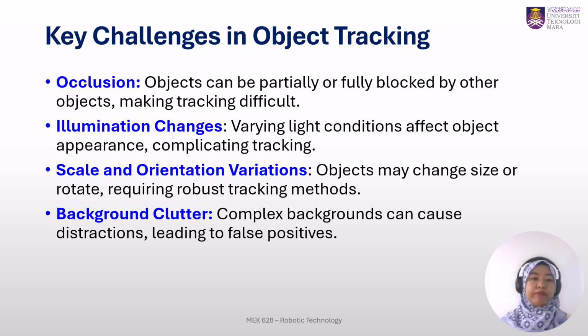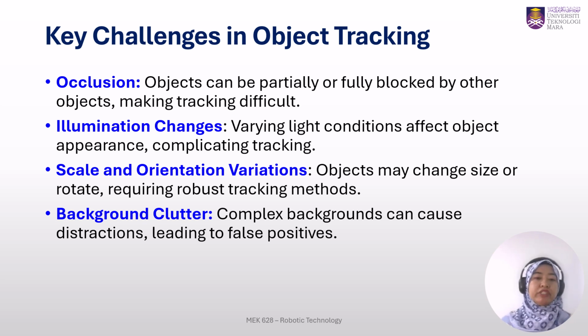So these are the key challenges in object tracking. First, occlusion, where objects can be fully or partially blocked by other objects, making it difficult to track. Then illumination changes, varying the light from one frame to another because the camera is moving. Some frames may have very light conditions and some frames very dark conditions, so it will complicate the tracking.